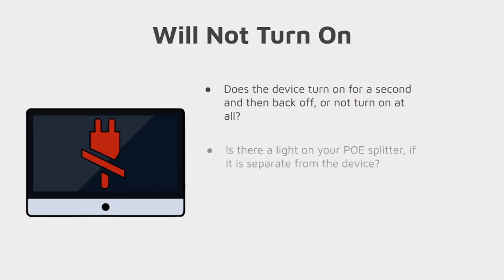Another thing to look at is if you do have a separate POE splitter, meaning it's not built into the device, is there a light on that splitter? Basically, are we getting power from the POE injector to the POE splitter?